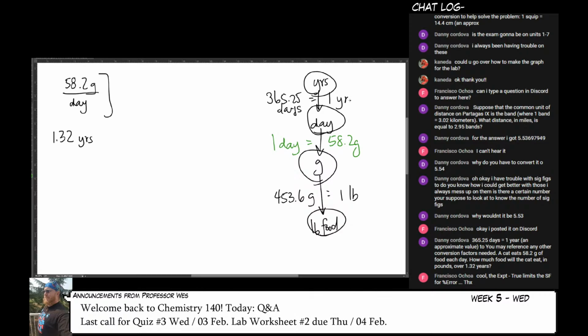That many days in a year. So I could set up the dimensional analysis. We're going to turn years into days, and then we'll turn days into grams, because I want to figure out how much food they're eating in this many days. And I can turn grams into pounds.